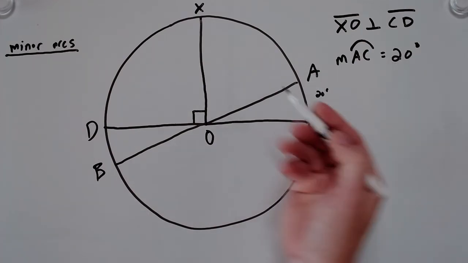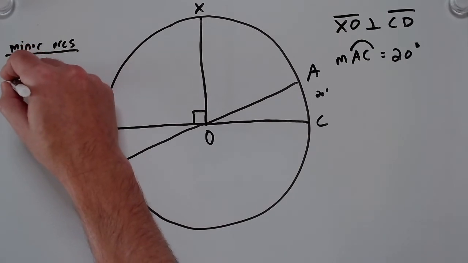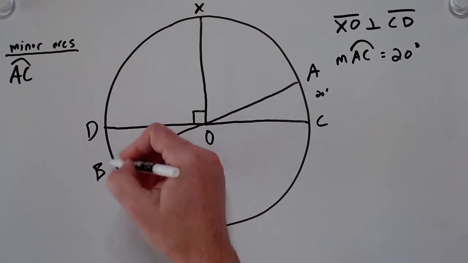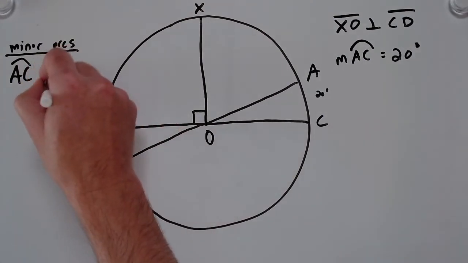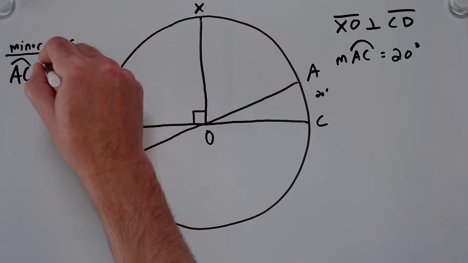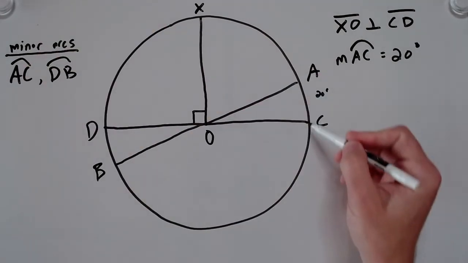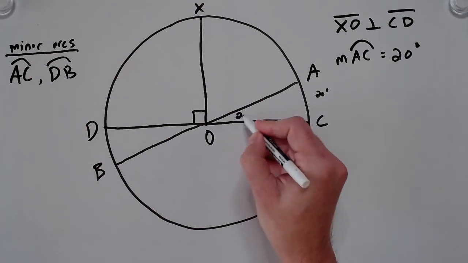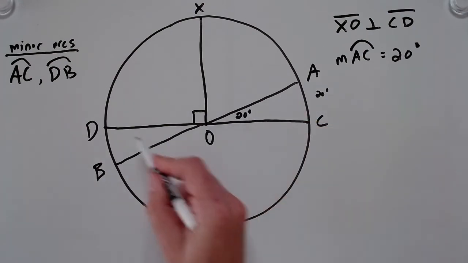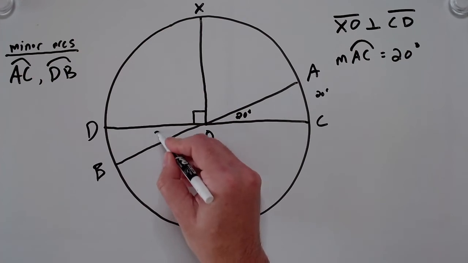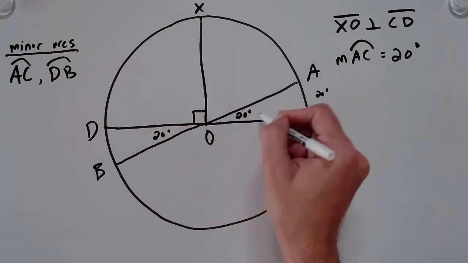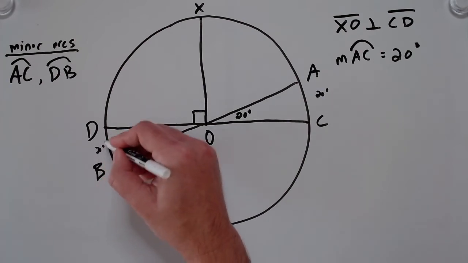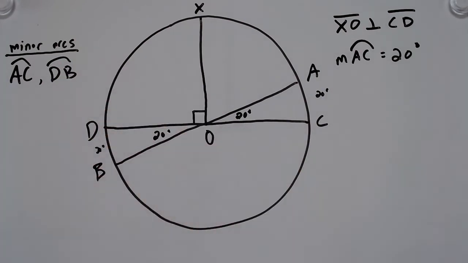So this is AC over here. So arc AC, that's one of them. And just looking at this one, that's also a minor arc. Now, because this arc is 20, we know that this angle must also be 20, right? And because we have two intersecting lines, we know that this angle is 20. Opposite angles are congruent. So that's how we know that this over here is also 20, this arc measurement. So DB, yep, it is 20.